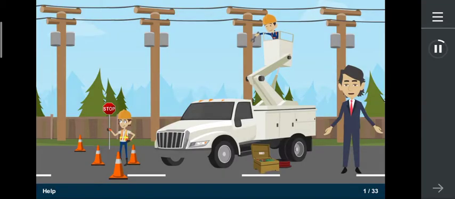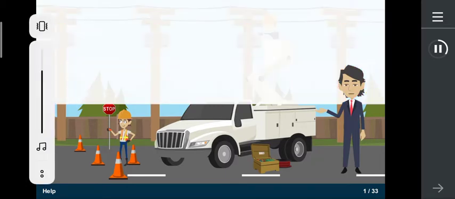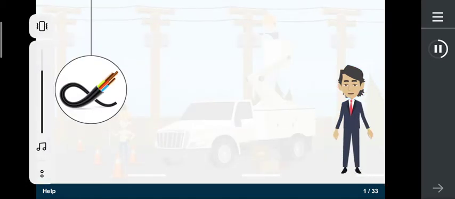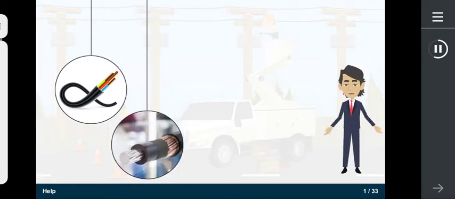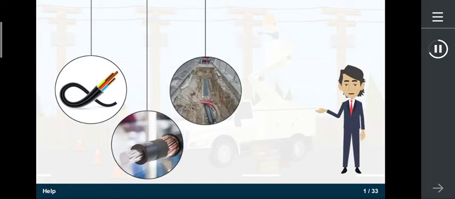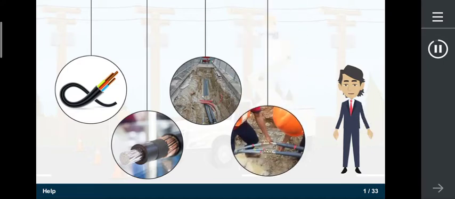Hello all. Welcome to the second module on power cables. In the first module of power cables, we have seen the construction of power cables, methods of laying the power cables, guidelines for laying the cables, and jointing of the cables.